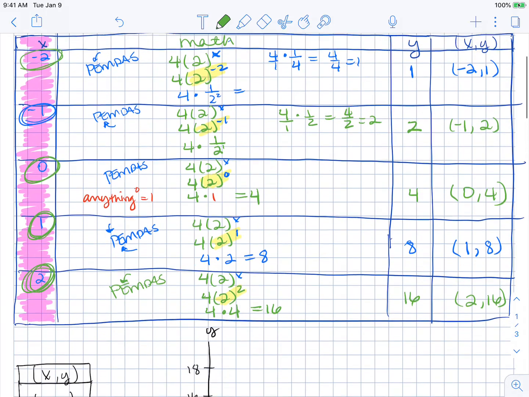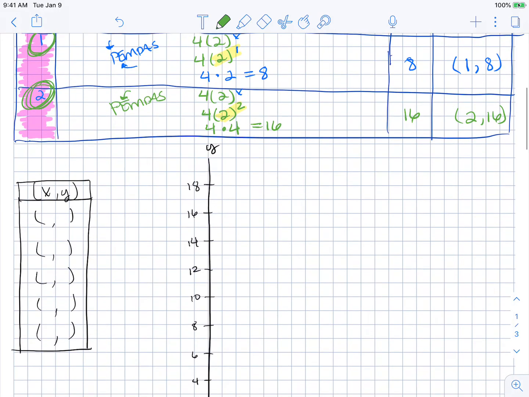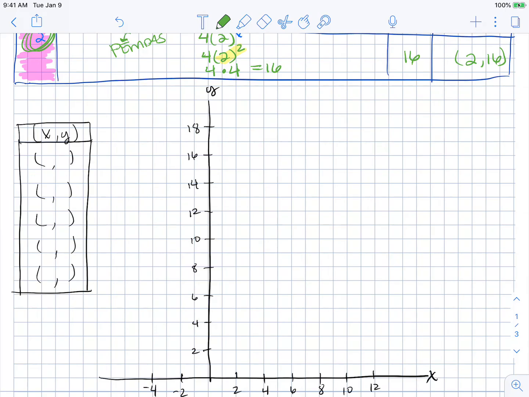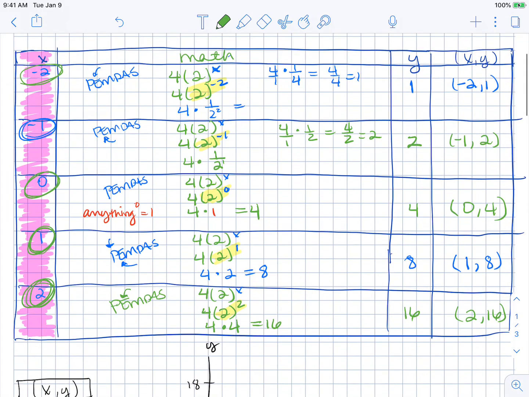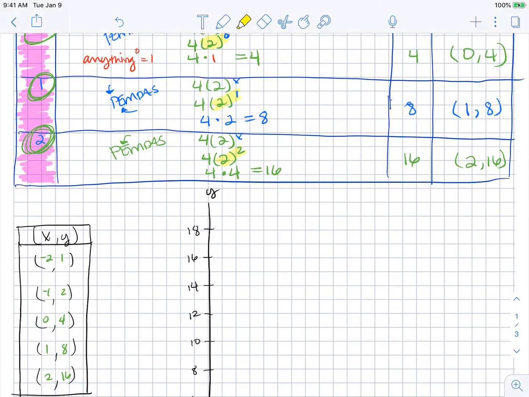Okay, so now I've got this table. I've plugged in all my x's, I got all my y's, and it gave me my ordered pairs. I'm going to take these ordered pairs and put them down here where I can see them, so that I can graph this in the xy plane. What I got was -2, 1, and -1, 2, and 0, 4, and 1, 8, and 2, 16. I just moved them down here so that they're convenient and where I can see them.